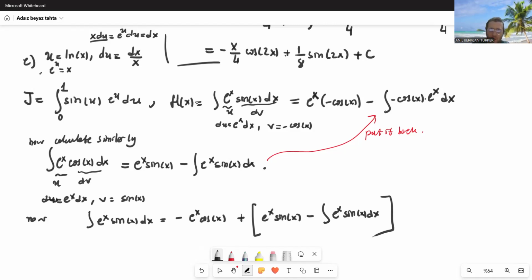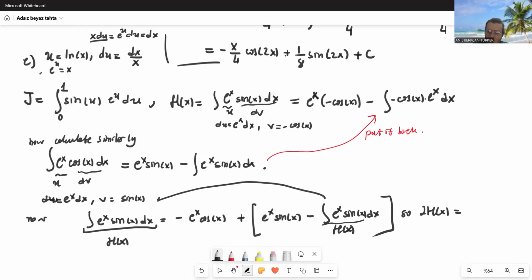So these two, what did we call them? We call them h of x. This is also h of x. So at the end, 2h of x is equal to, I'm just putting this on the left hand side, e to power x times sine x minus cosine x.